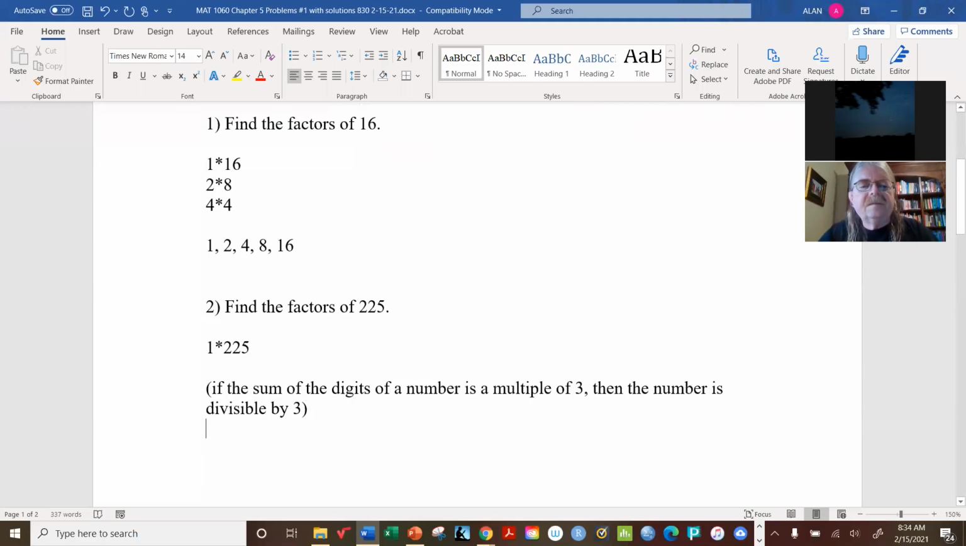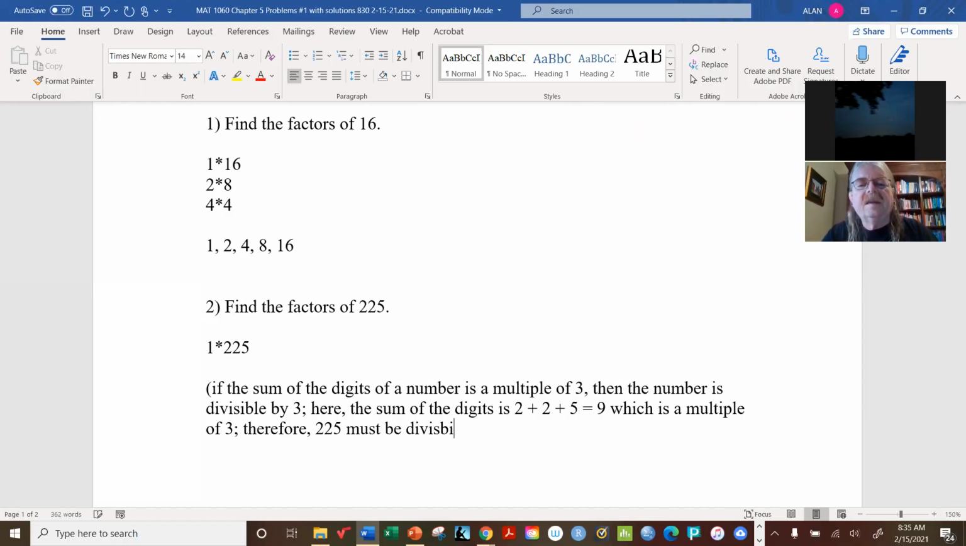So in this case, let's add this. You can see that here, the sum of the digits is 2 plus 2 plus 5 equals 9, which is divisible by 3, or let's say this is a multiple of 3. Therefore, 225 must be divisible by 3. All right, so that means, in other words, it helps if we know in advance that it is definitely divisible by 3. That way, all we have to do is look for that other factor. So it turns out here that it's 3 times 75.